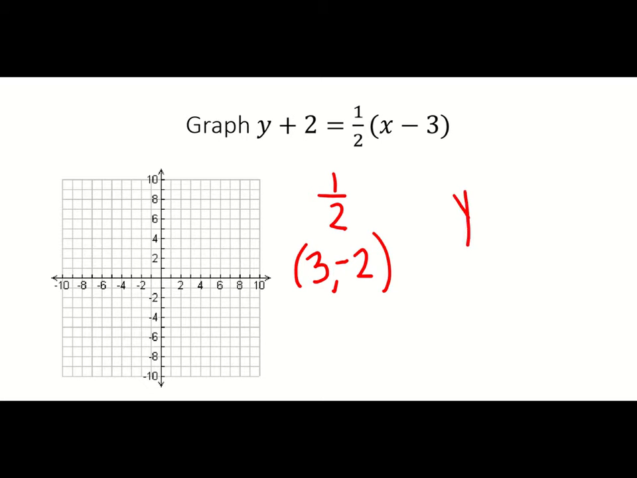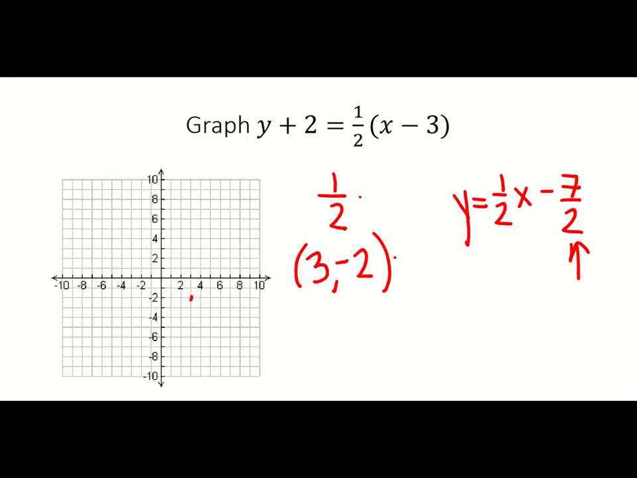And we said that in slope-intercept form, this would be y equals 1/2 x minus 7/2. So while it would be wonderful to start graphing at -7/2, our y-intercept, it's just not super friendly to graph at a decimal. So what we're going to do instead, we're going to start by plotting our point and our slope. So our point is at 3, -2. So we're going to go to 3, -2 and plot a point.